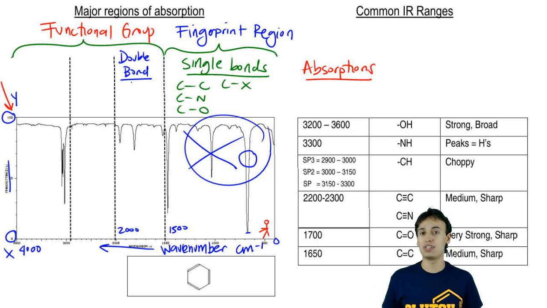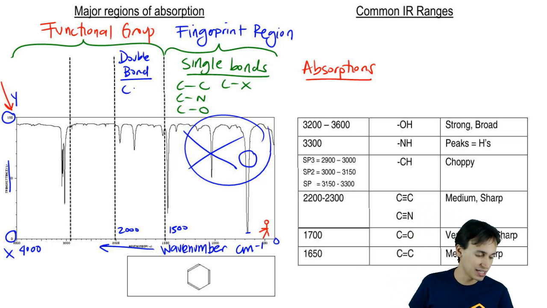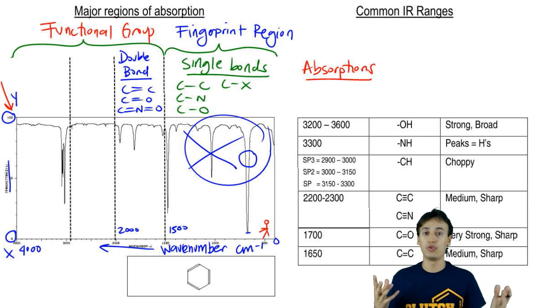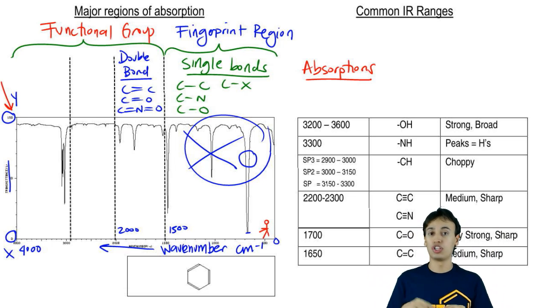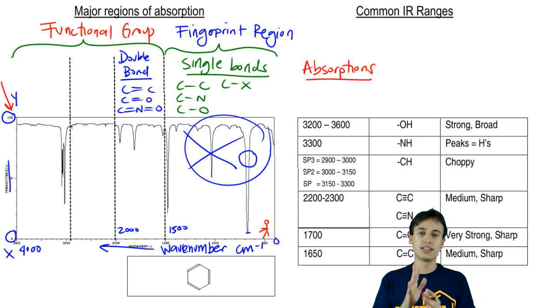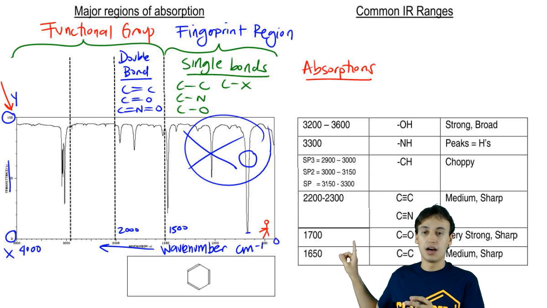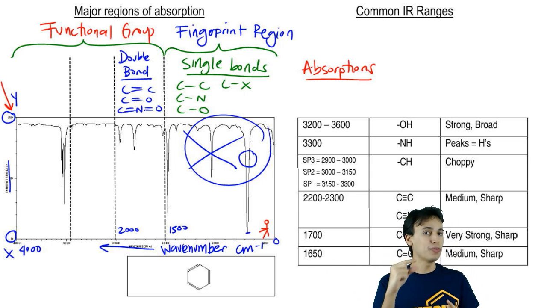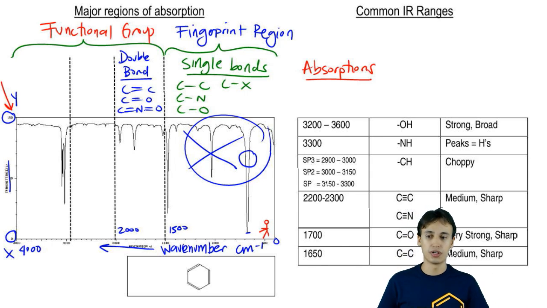So the types of bonds that we see in the double bond region are C double bond C, C double bond O, C double bond N, and even when you have two double bonds in a row, that's called a cumulene. You could even see something like that, okay? So pretty much anything in the double bond region is going to be between 1500 and 2000. That's because it's going to vibrate a little bit faster than the single bonds would have.